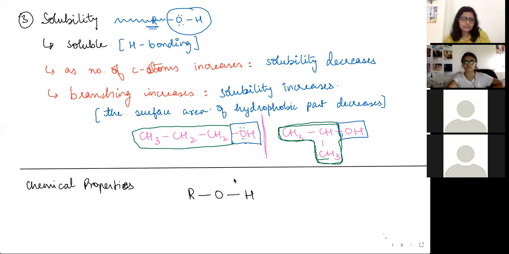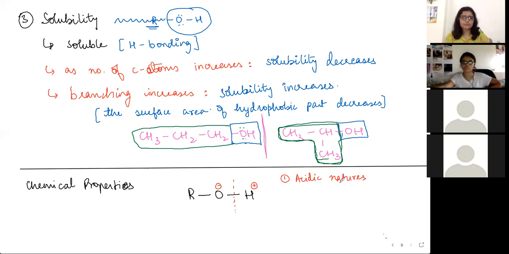One is where the OH bond breaks, so the RO, the alkoxide part, becomes part of a new product. When the OH bond breaks, oxygen will take a negative charge and H will take a positive charge. That contributes to the acidic nature of alcohols. We'll discuss in what context they behave like acids and how strong or weak their acidity is, all of that.